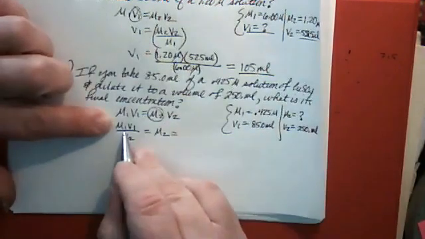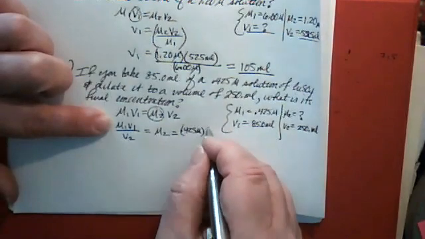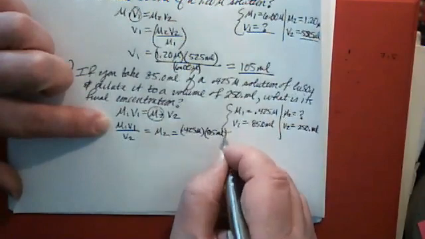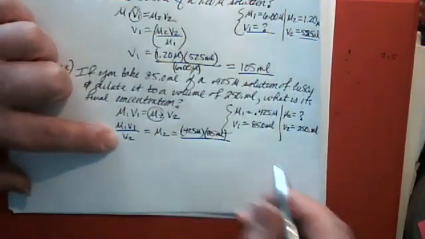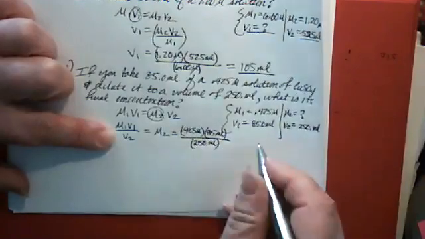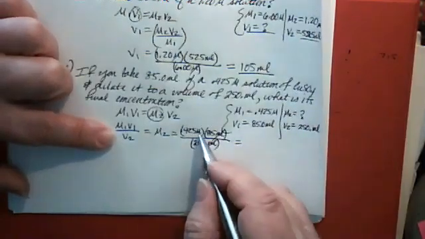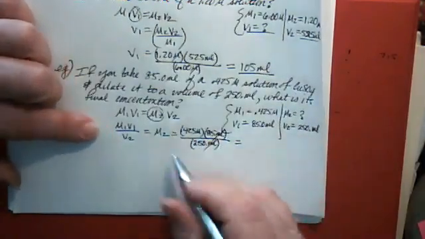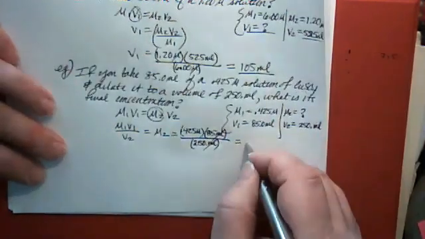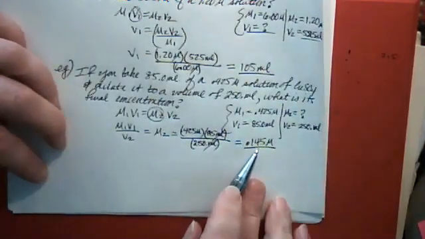And let's see, M1 is 0.425 molar. And V1 is 85 milliliters. And V2 is 250 milliliters. Notice this time, milliliters cancel, leaving you with moles as the unit, or molarity rather, as the unit. And it works out to 0.145 molar.